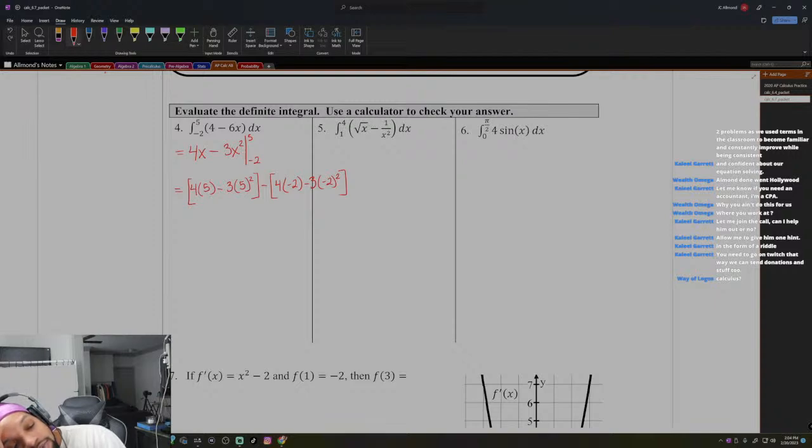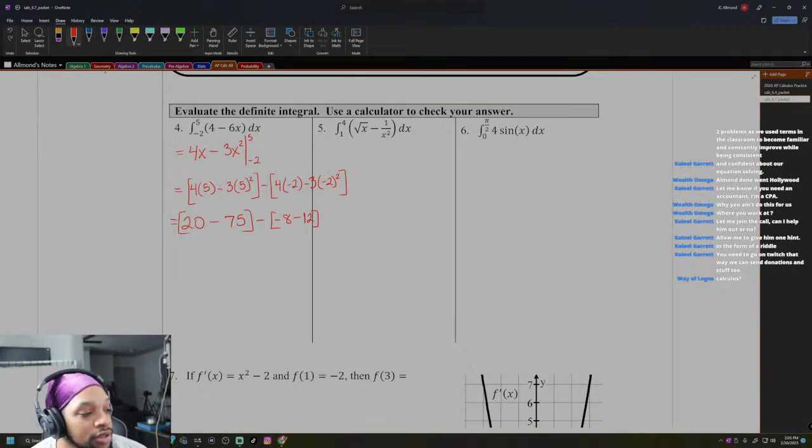3 times 5 squared. What's 5 squared? 25. Yeah. 3 times 25 is 75. All right, hold up. So this is 20 minus 75 plus 8. Hold on, let me do this first. So minus negative 8. So that's minus 12.